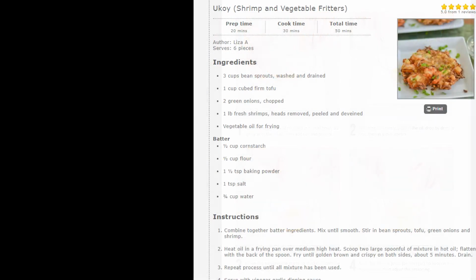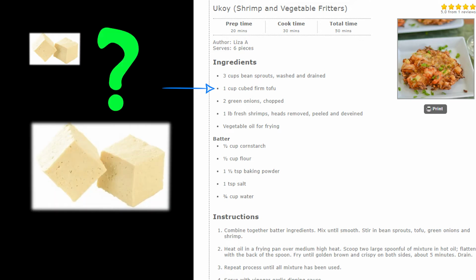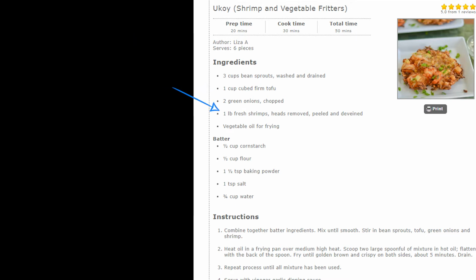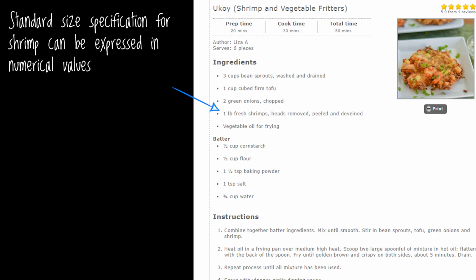How about this example? I think the recipe would work for the most part, but then there are some points that can be improved. First of all, look at the ingredients. They're out of order and not in order of appearance. And let's look at tofu. It says 1 cup of cubed tofu. Is that specific enough? Is this a cube or is this a cube? How about shrimp? It says 1 pound of shrimp, but does not specify the size either.